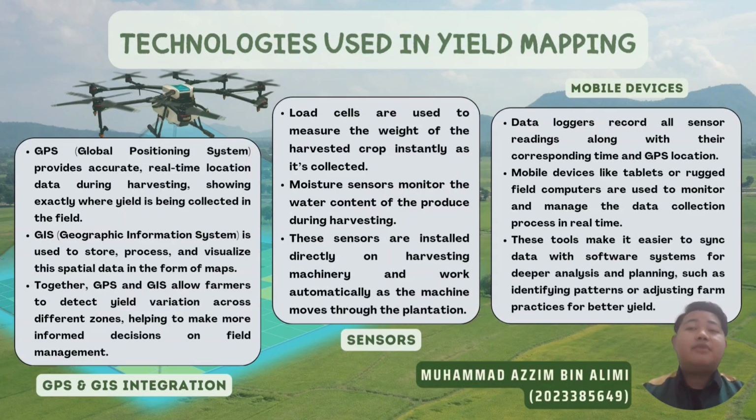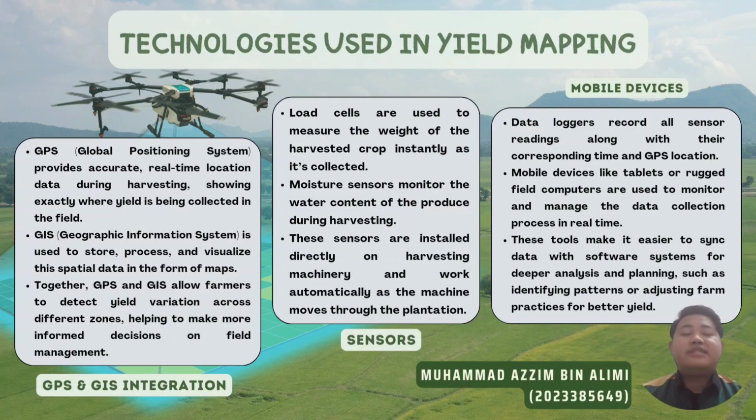Okay, I will explain about technologies used in the yield mapping. First, we have GPS, which is Global Positioning System, that provide accurate real-time location data during harvest, while GIS, Geographic Information System, stores and visualize the data in map form. Together, they help to create the detailed yield map showing exactly where productivity is high or low. This information is crucial for identifying problems like poor soil condition and pest affected areas.